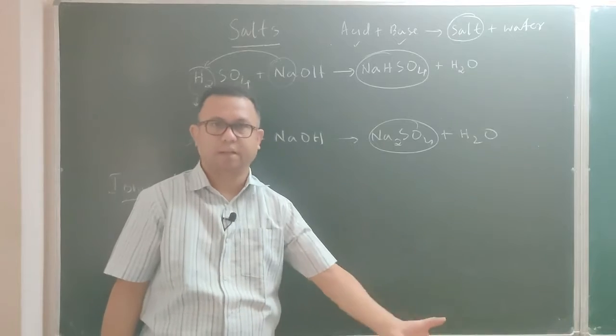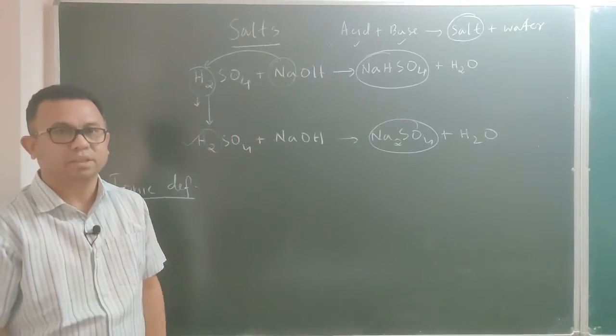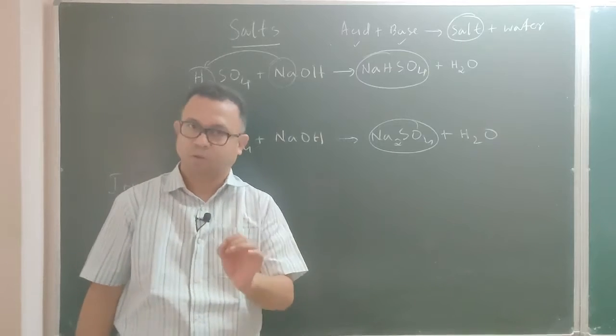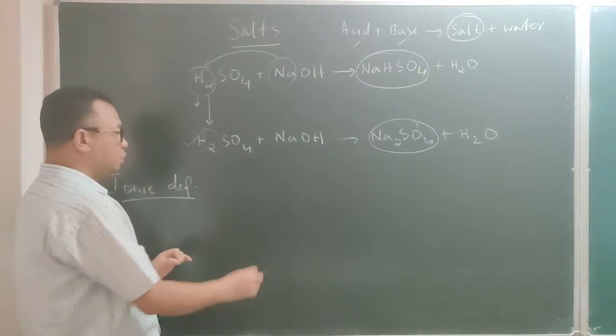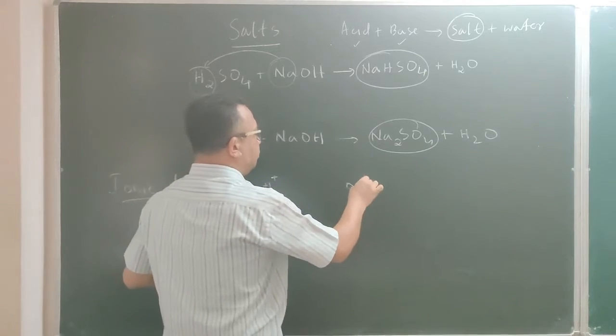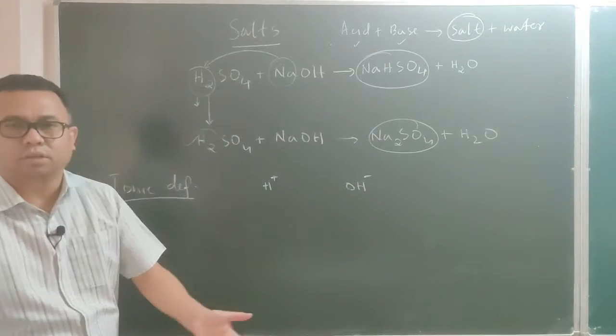Only one cation should be there. And similarly, in alkalis we discussed that they produce OH ion as the only anion, so hydroxyl ion as the only anion. So for acids it was hydrogen ion, and for bases or alkalis it was hydroxyl ion.